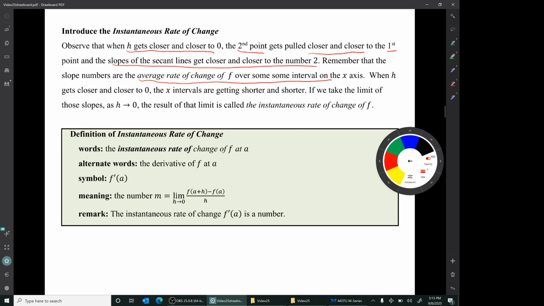If we take the limit of these slopes as h goes to 0, the result of that limit is called the instantaneous rate of change of f. So let's look at this in symbols. So here's the slope of a secant line. And then parked in front of that slope calculation is a limit expression, which means that you're supposed to imagine what happens to the values of those green slopes when h gets smaller and smaller and smaller, closer and closer to 0.